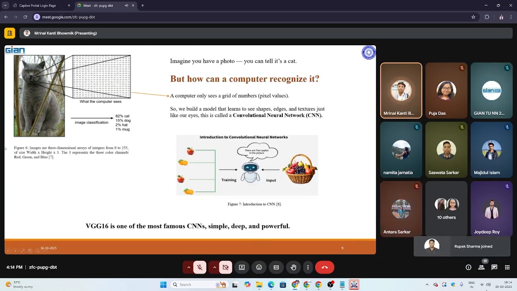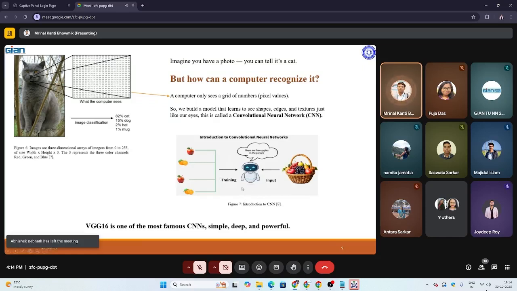As you all know, the pixel values come from 0 to 255 and the image is of size width, height, and 3. Here the 3 represents the RGB, that is red, green, and blue, the 3 color channels. So it's just an image, nothing else.